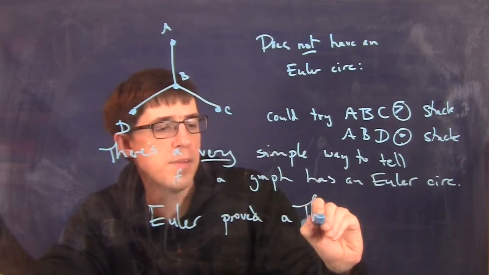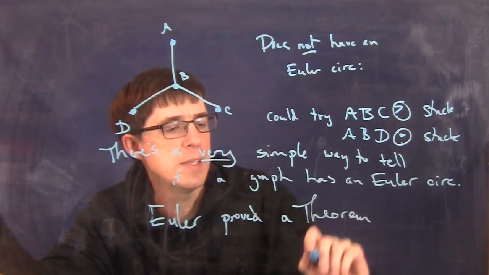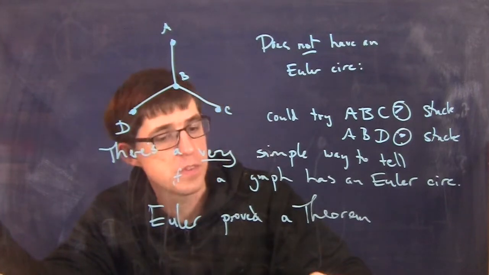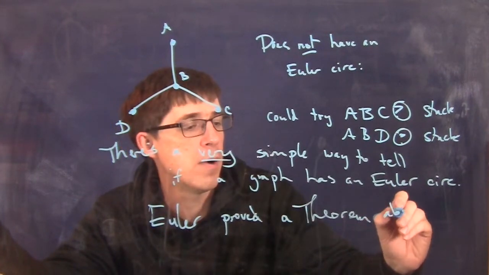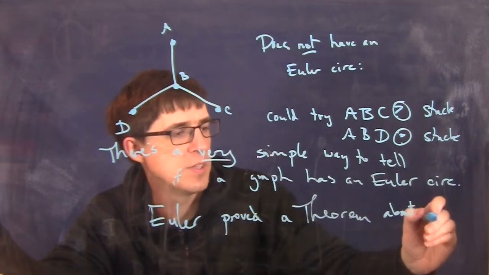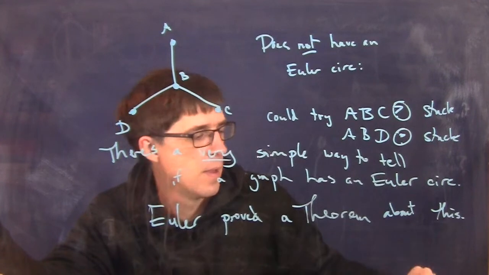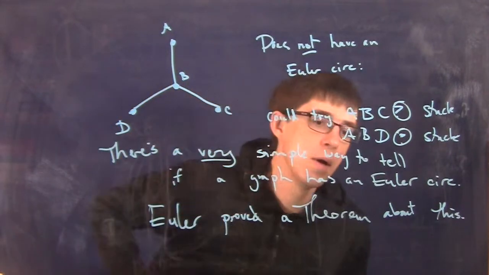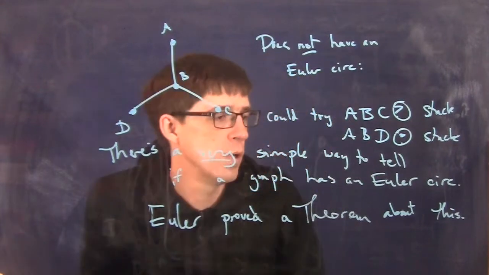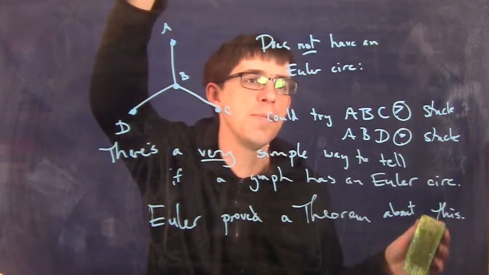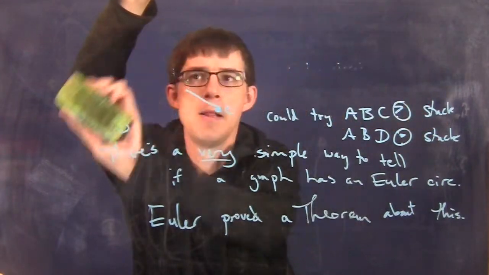So we're going to talk about Euler. Euler proved a theorem about this. Remember, a theorem is like a true fact in mathematics that can be proved. So Euler proved a theorem about when they exist and when they don't. When you look at a graph, you can tell immediately, if you know the theorem, if there is an Euler circuit or not. Now, there's a bit of language that is used in the theorem that I want to talk about.